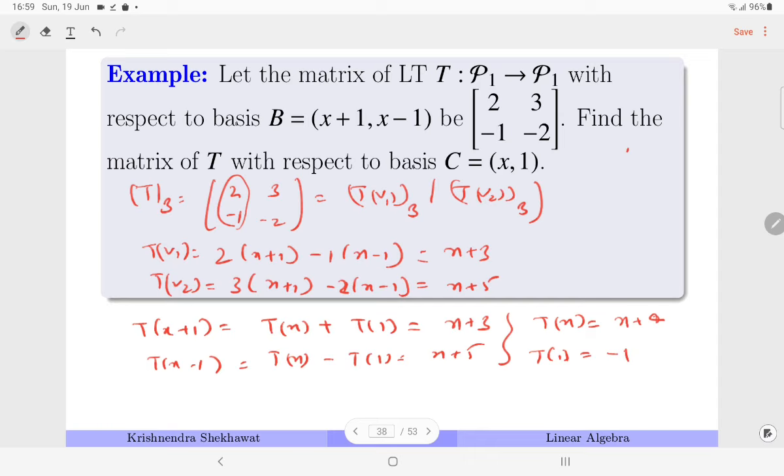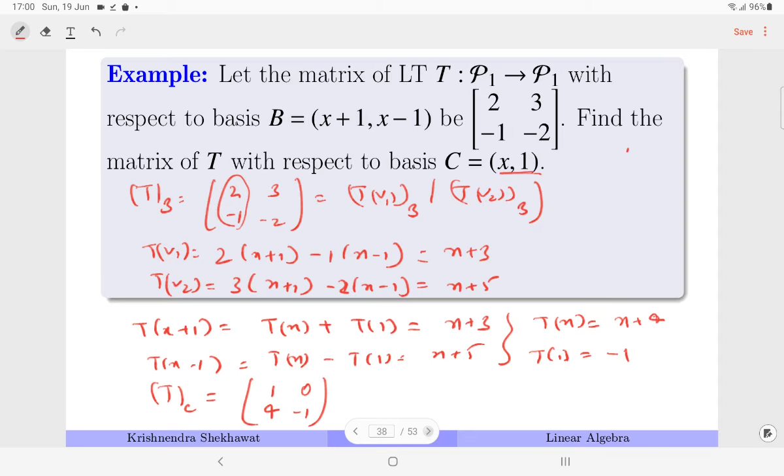It means that with respect to basis C, the coordinates of T of x and T of 1 can easily be seen. So it is 1 comma 4. So now T of C, the first column is the coordinates of T of x with respect to basis C, which is 1 times x plus 4 times 1, so which is 1, 4, and the next one is 0, minus 1, which is my required matrix.